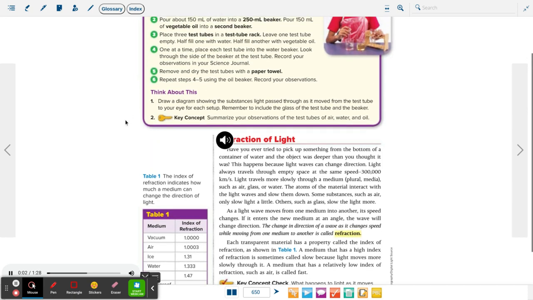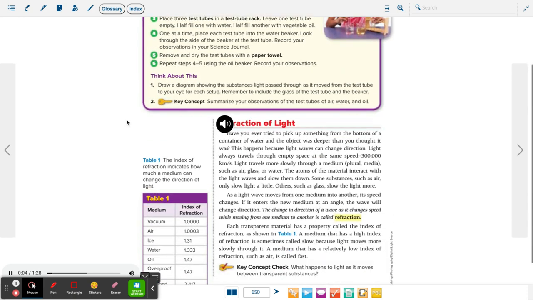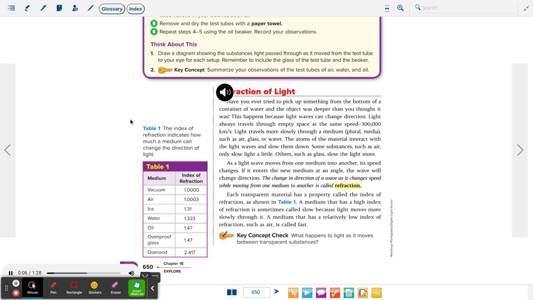Refraction of light. Have you ever tried to pick up something from the bottom of a container of water and the object was deeper than you thought it was? This happens because light waves can change direction. Light always travels through empty space at the same speed, 300,000 kilometers per second. Light travels more slowly through a medium, plural, media, such as air, glass, or water. The atoms of the material interact with the light waves and slow them down.